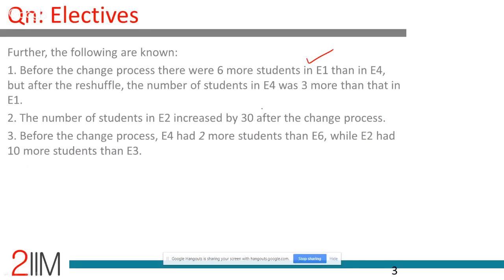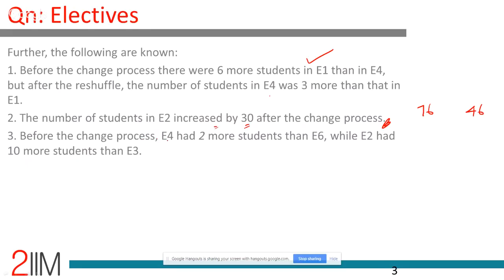After the reshuffle, the number in E4 was 3 more than E1. We'll come back to this. The number of students in E2 increased by 30 after the change process. We know the total after was 76. The total before should have been 46. That's a useful constraint. We're looking for E2 final and E1 original to verify this.